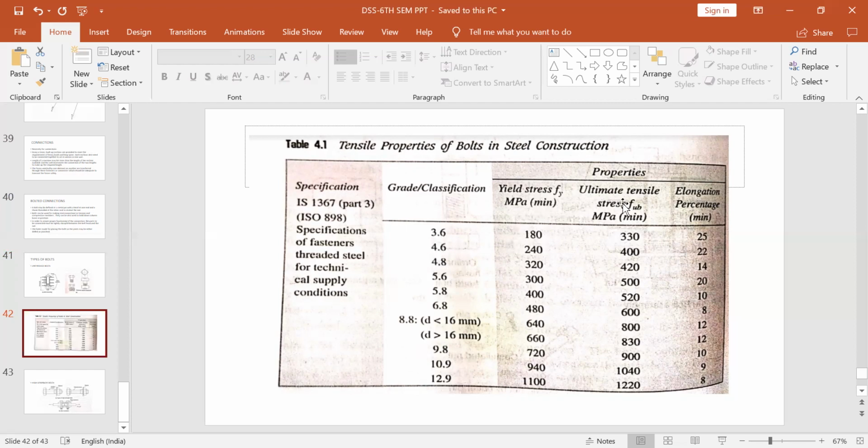Here yield stress is given, ultimate tensile strength is given, and elongation percentage. So 4.6, you remember these values. Generally, this grade of bolt will always be used. So yield stress is 240, ultimate tensile strength is 400, percentage elongation is 22. So likewise, you will see all the values given for different grades of bolt.